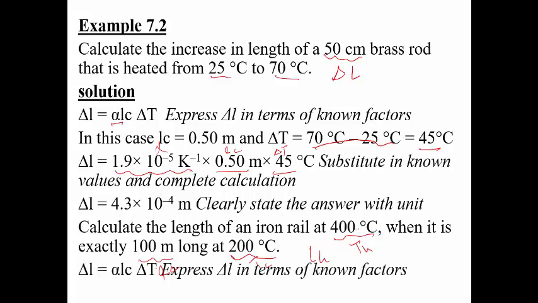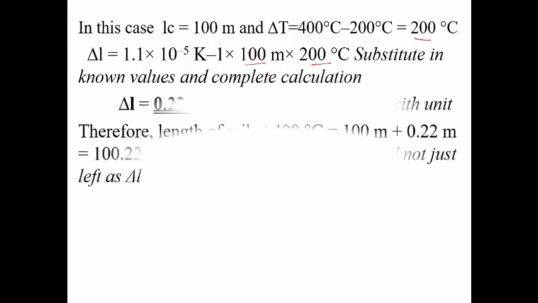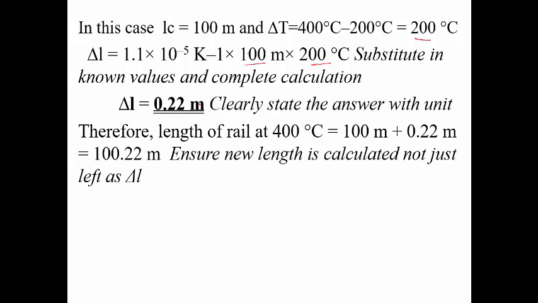To do this, change in L is alpha times LC times change in T. LC is given, and change in T is given: 400 minus 200 is 200. We substitute alpha, LC and change in T, and the product of these three becomes 0.22 meter.